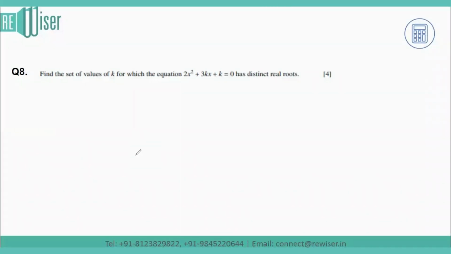Hello students, it says find the set of values of k for which this equation has distinct real roots. Now, we'll compare it with the standard quadratic equation of ax squared plus bx plus c. So the value of a that we got is 2. The value of b that we got is 3k. And the value of c that we have is k here.